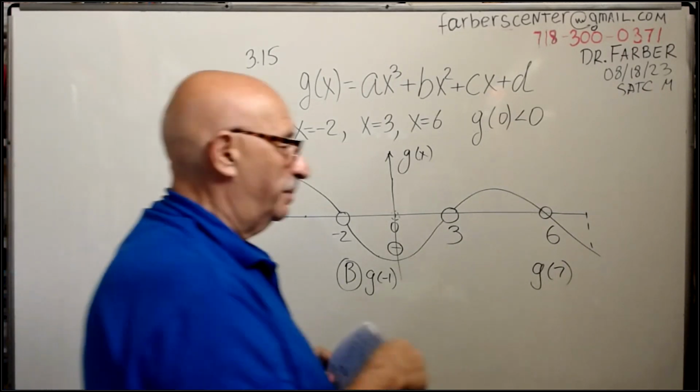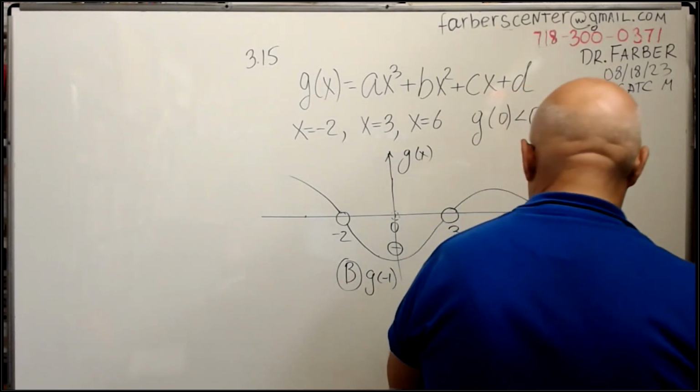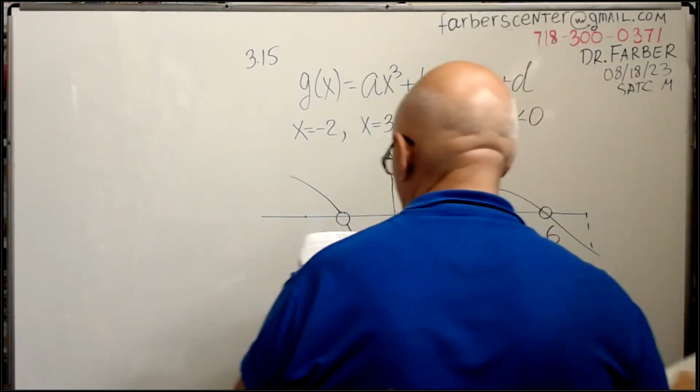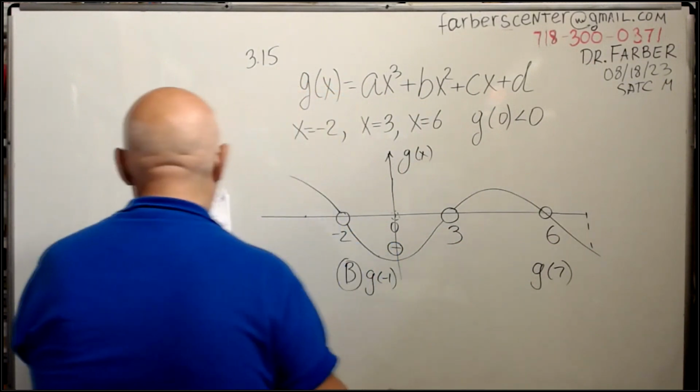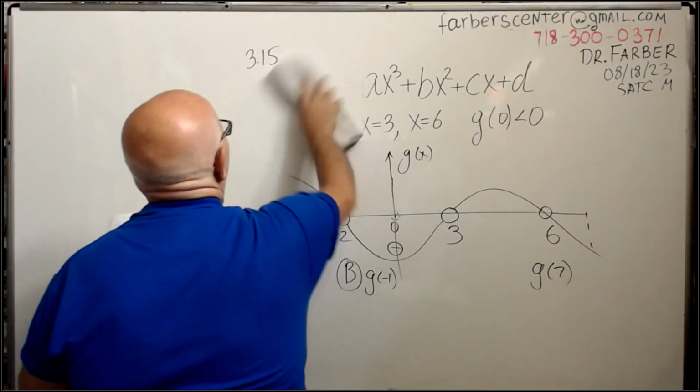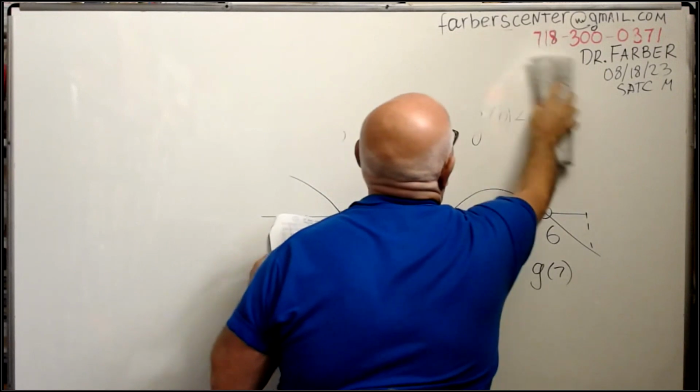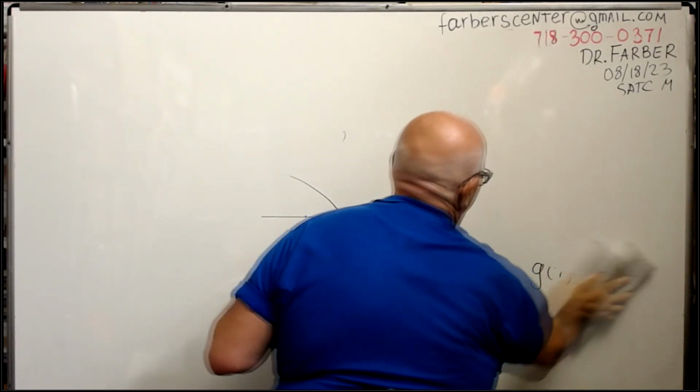x represents a radian measure of an angle where x is greater than 0 and less than pi over 2, and sine of x equals 5/13. Then what is the value of tan(pi over 2 minus x)? Thank you.